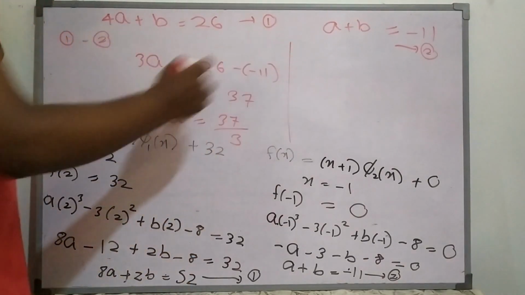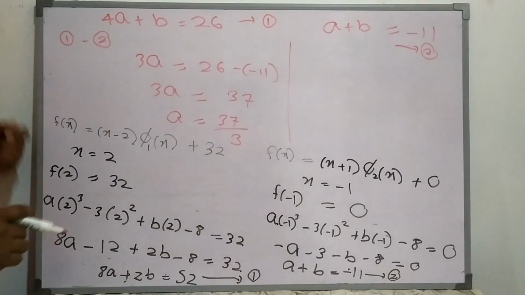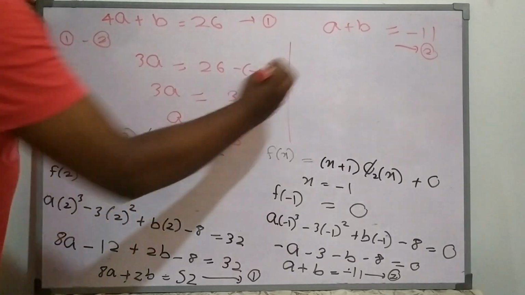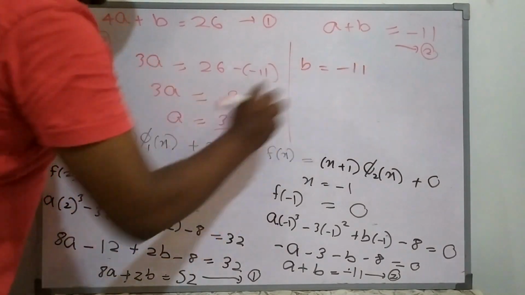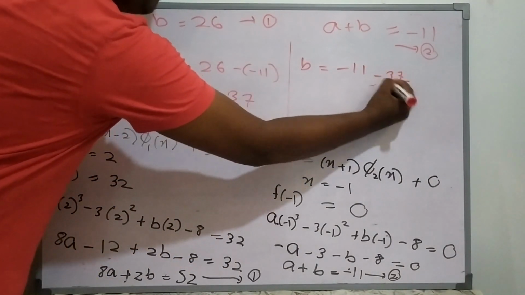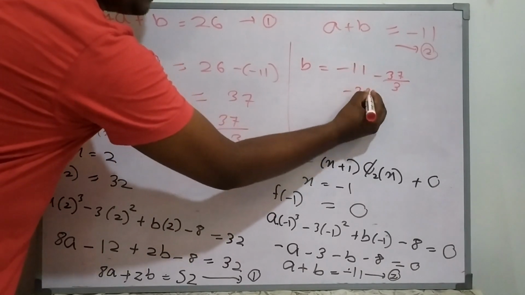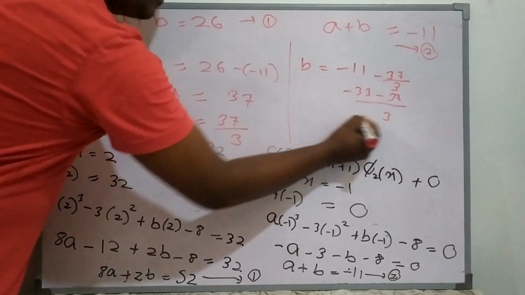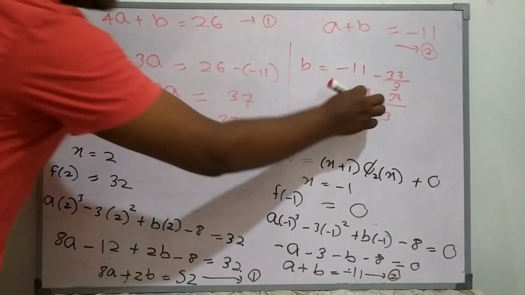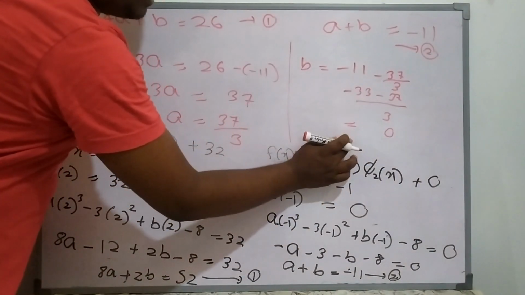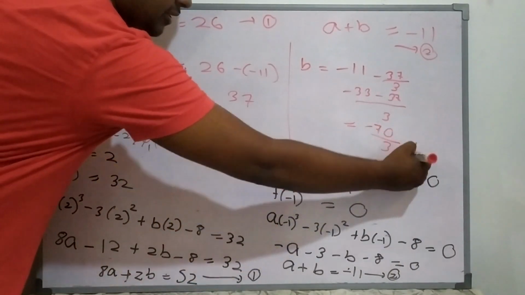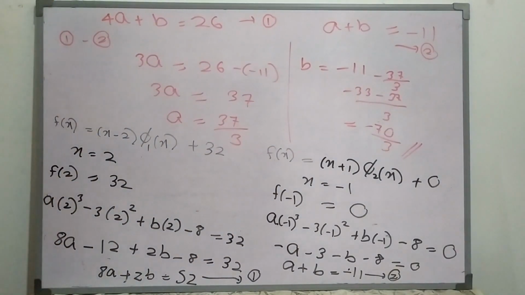So the answers are a little bit fractional, so it doesn't matter. So b will be minus 11 minus 37 over 3, which is minus 33 over 3 minus 37 over 3, so minus 70 over 3. And a is plus 37 over 3. So these are the answers.